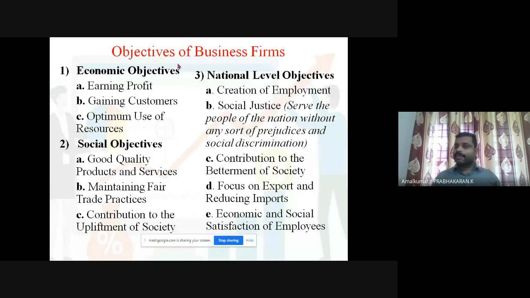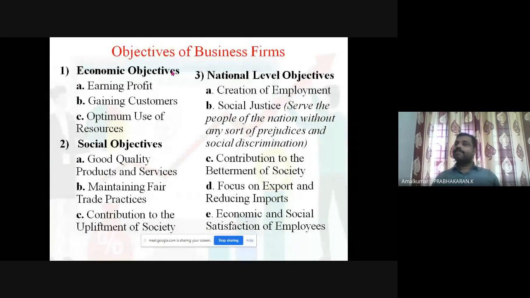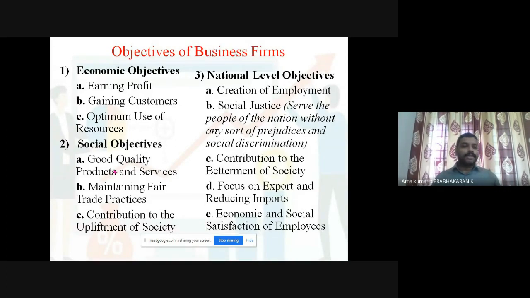Then the economic objectives are earning profit, gaining customers, and optimum use of the available or limited resources. Then there are some social objectives. The first one is good quality products and services. They want to provide the consumers good quality products and services.